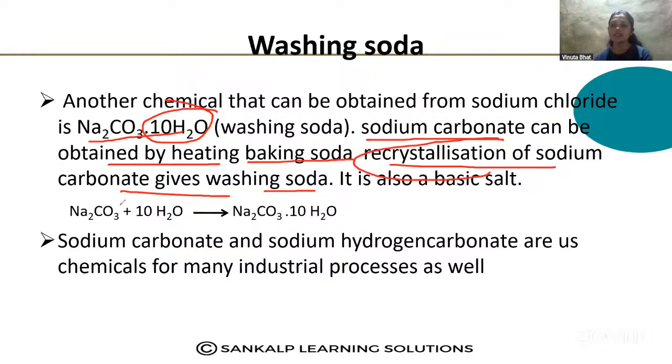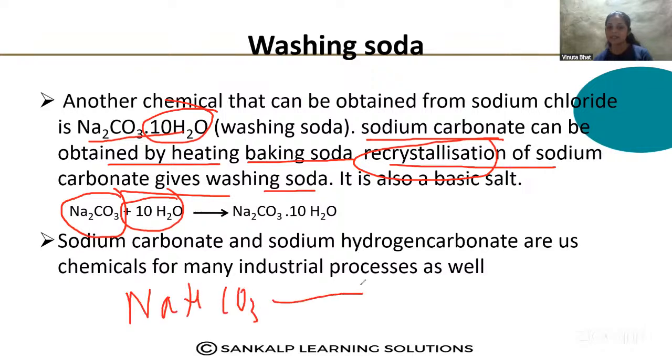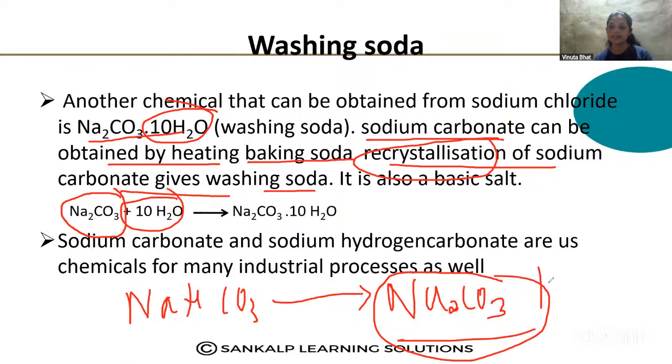So what is this recrystallization of sodium carbonate? The Na2CO3 is prepared from sodium hydrogen carbonate, right? NaHCO3, when it is heated, forms Na2CO3. Sodium carbonate formation happens here, isn't it? Sodium carbonate is formed, but it is not used as washing soda. When it is treated with water, that is 10H2O, recrystallization, it forms the washing soda. The chemical formula of washing soda is Na2CO3.10H2O.